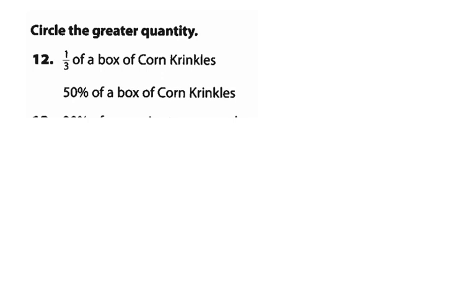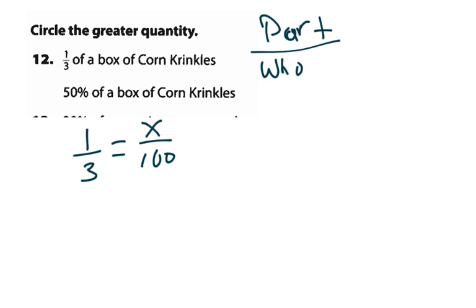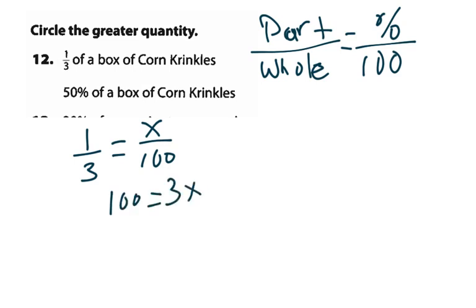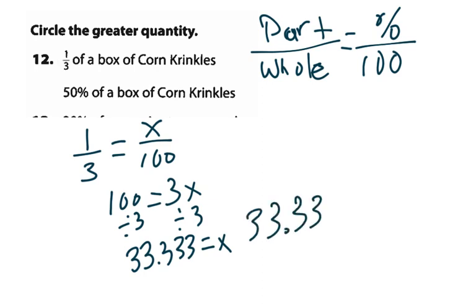Here they want to know which one is the greater quantity. Well, we have to convert them both to percents or both to fractions in order to compare them. So if I have 1/3 and I want to convert that to a percentage, I'm going to set it up as part over whole equals percent over 100. That was the whole focus of that video on Friday. So again, I'm going to cross multiply. 1 times 100 is 100. 3 times x is 3x. If I divide by 3 on both sides, I end up with 33.333 equals x, which is 33.333%. 50% is definitely bigger.